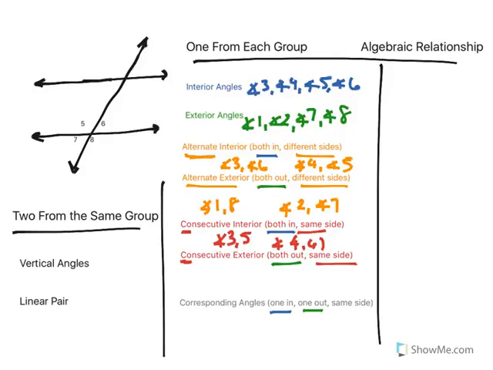Just like we had consecutive interior angles, we can also have consecutive exterior angles. So consecutive means they're together, they're on the same side of the transversal, but this time they're both on the exterior. So 1 and 7 are consecutive exterior angles, and 2 and 8 are consecutive exterior angles.